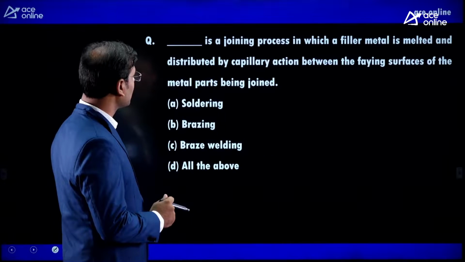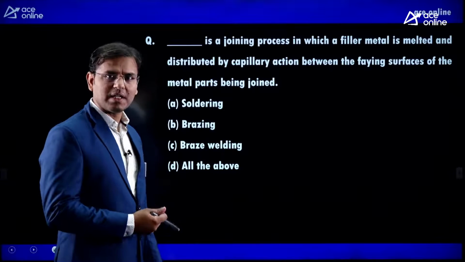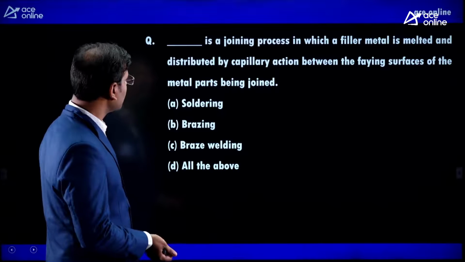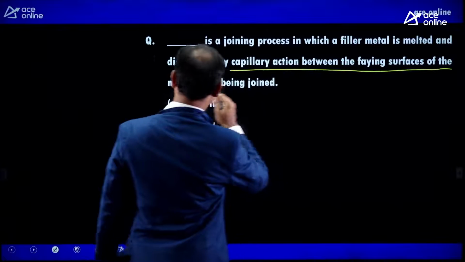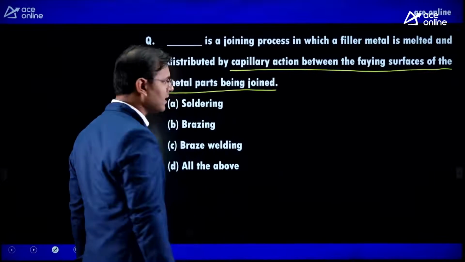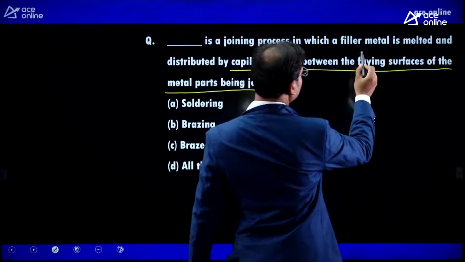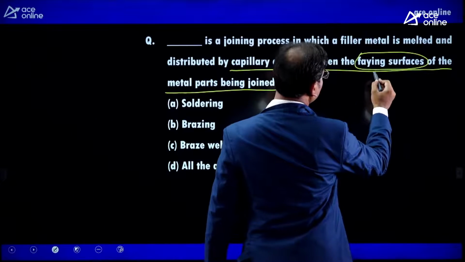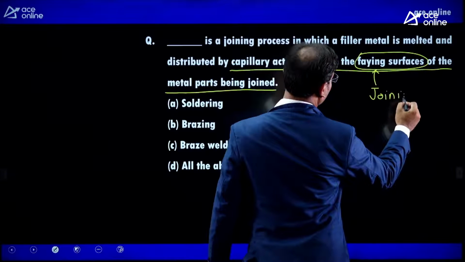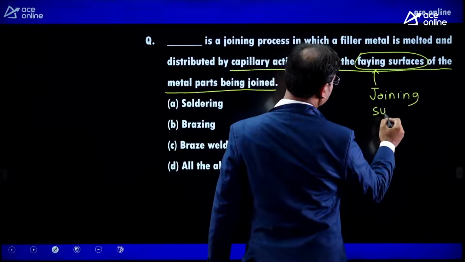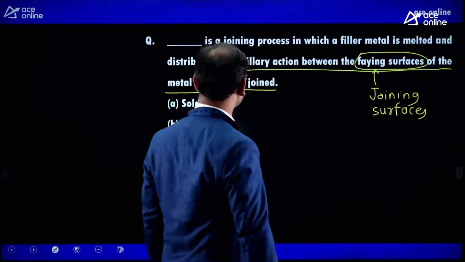Next question: a joining process in which filler metal is melted and distributed by capillary action between the faying surface of the metal parts being joined. What is the meaning of this faying surface? Faying surfaces means joining surfaces.